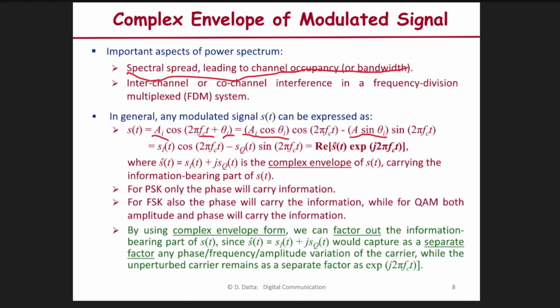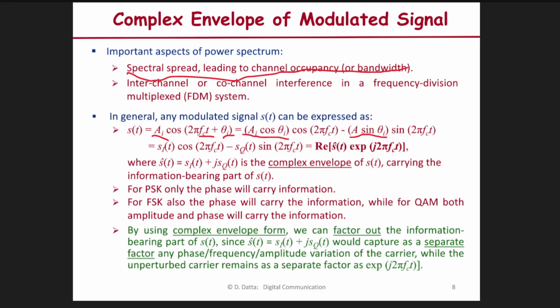So SIT and SQT are basically the modulating coefficients or modulating factors of the in-phase carrier and the quadrature phase carrier. Cos 2 pi Fct is the in-phase carrier, and the 90-degree offset is sin 2 pi Fct, and that is the quadrature phase carrier, a 90-degree phase shift.